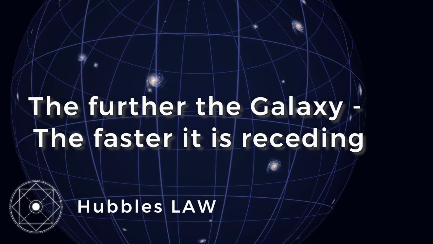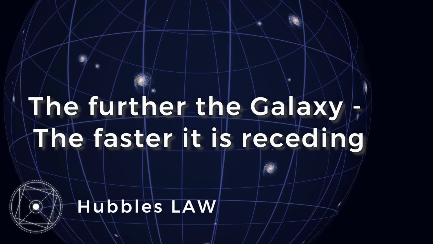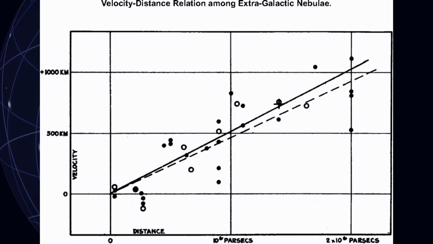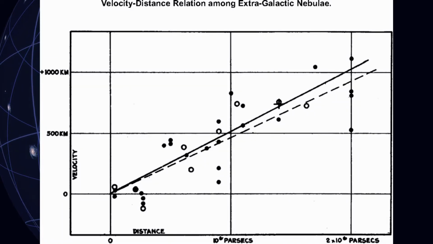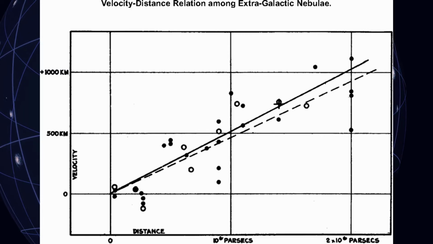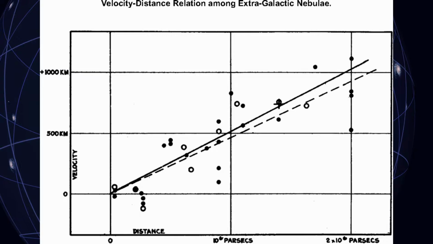Hubble showed that galaxies are moving away from us with a velocity that's proportional to their distance from us. The further away the galaxy, the faster it's moving away. This is called Hubble's law, and you can see a graphic representation here. It indicates the expansion of the cosmos.